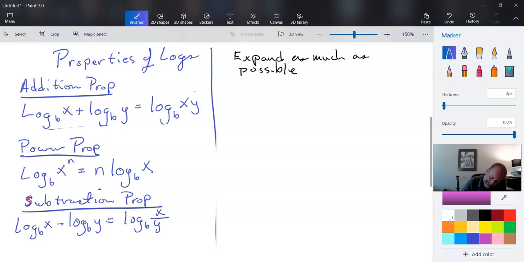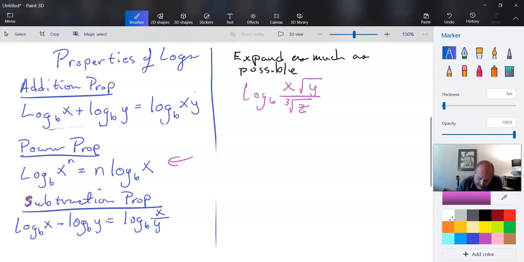Let's look at this. Let's say we have log base 6 of x times the square root of y over the cube root of z. Okay, now, before you have a heart attack on this one because of the roots and stuff, remember that roots can be written as exponents, and we have a property that tells us what to do with exponents. So if we just change the form of this, we can see how this works out.